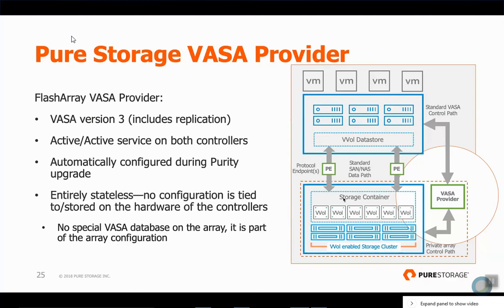Now, VASA versions. In vSphere 6, I believe, they introduced VASA version 2, which provided a lot of the functionality we have in VVols today. VASA version 3 includes replication. That's kind of the key, right? That gives you not just your local, but also the ability to look at replication and manage that through VVols as well.